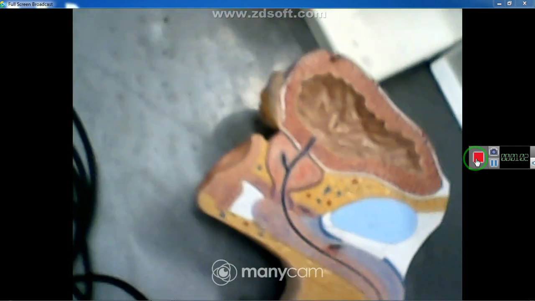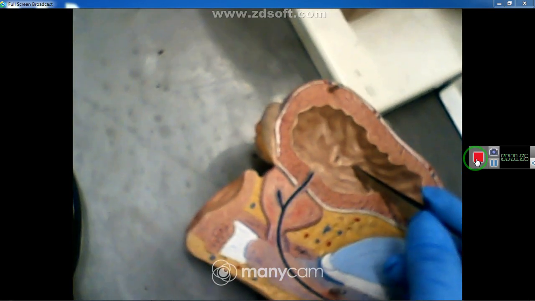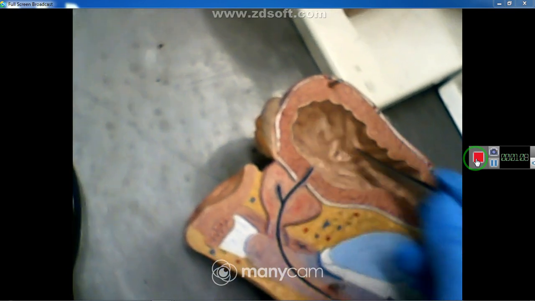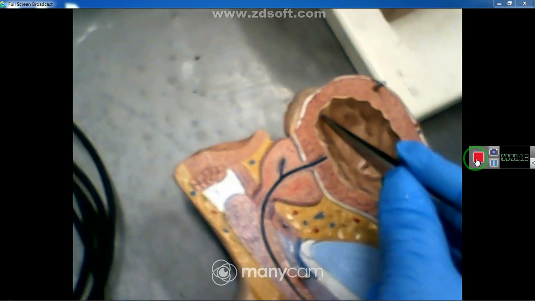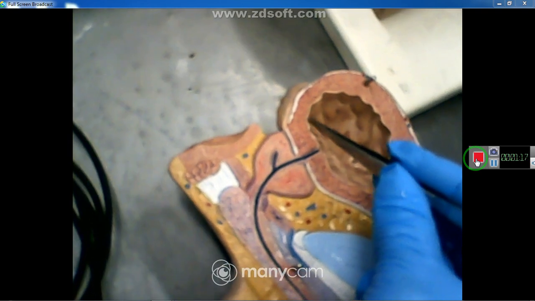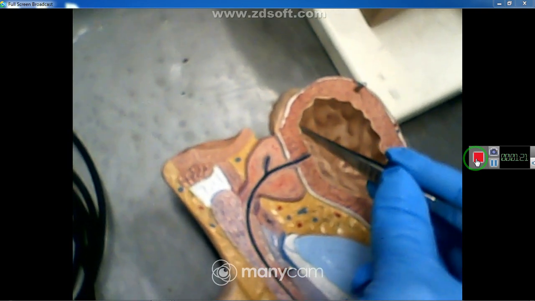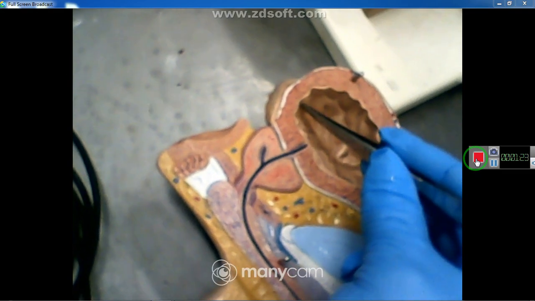So, returning back to the urinary bladder, the inside of the urinary bladder is showing regular folds, except for the lower part of the base, which is the posterior wall. This part must be smooth, showing a triangular smooth area, which is called the trigone.